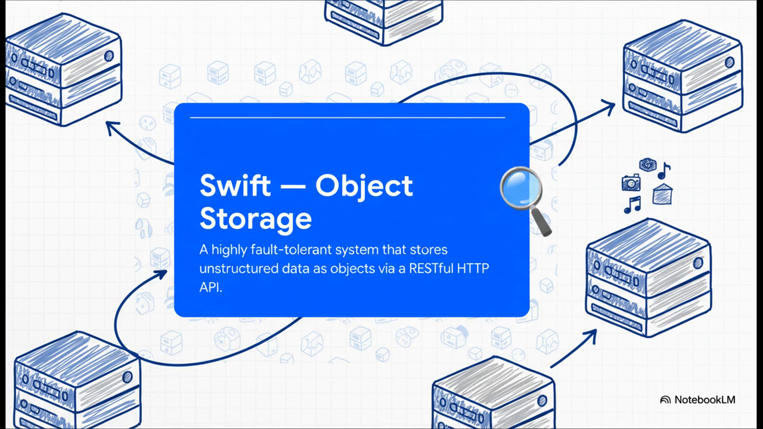Now for storage, we have a few options. Let's start with Swift. Think massive. Swift is all about storing huge amounts of unstructured data, things like video files, backups, or website assets. It's not a traditional file system. It's built for extreme durability by automatically making copies of your data across the cluster.